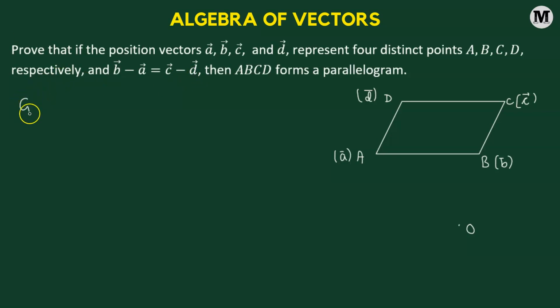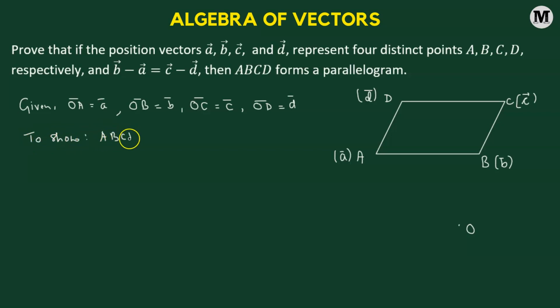So here it is given in this particular problem that vector OA corresponds to vector a. Then we have vector OB, this is represented by the vector b. Vector OC, position vector of point C is defined by the vector c, and position vector of point D is given by vector d. So vector OD is vector d. We need to show that ABCD is a parallelogram.